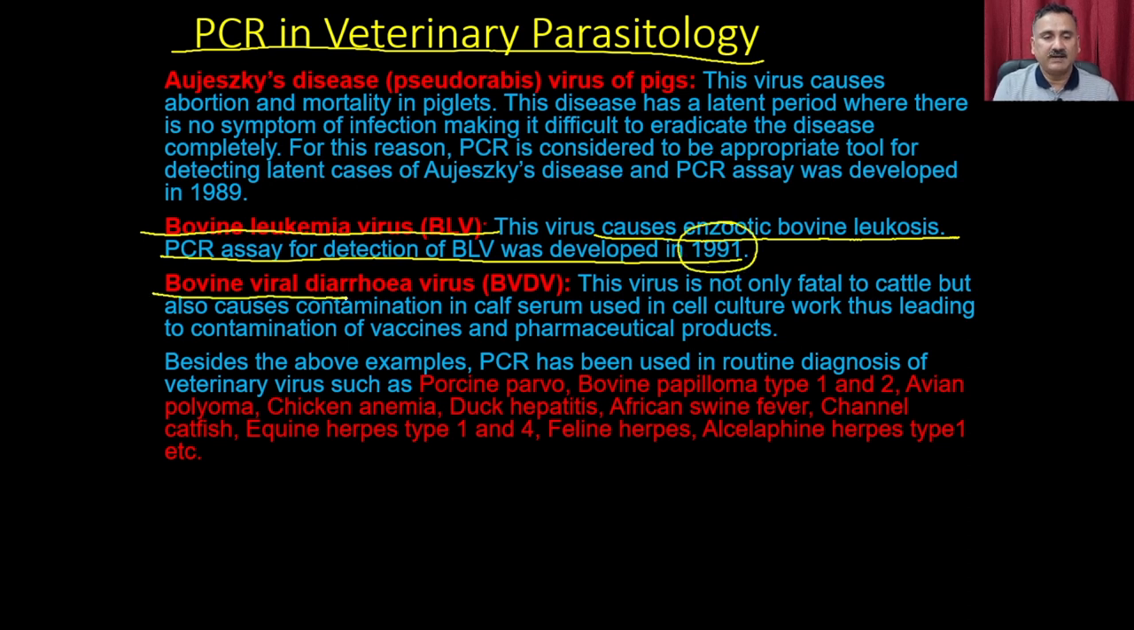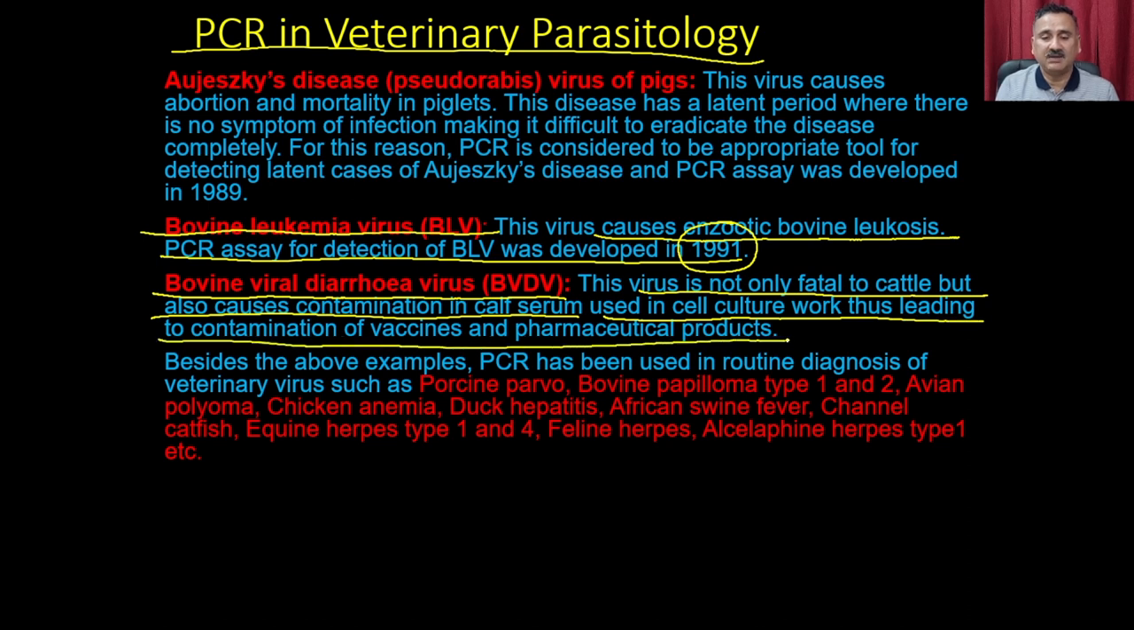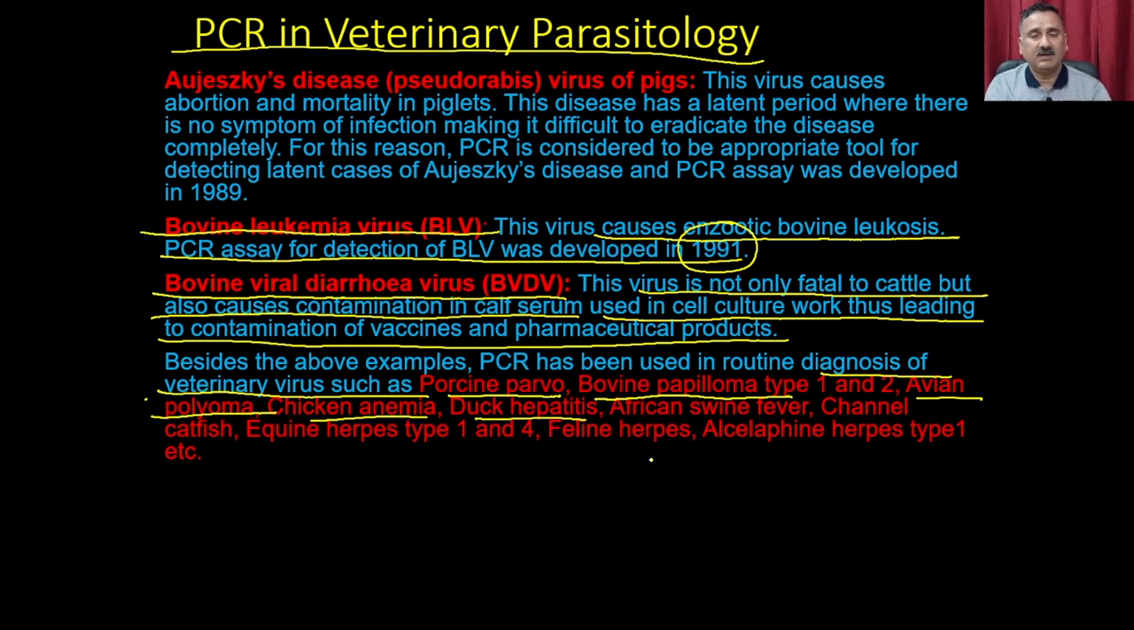Then we can also detect the bovine viral diarrhea virus. This virus is not only fatal to cattle, but also causes contamination in the calf serum used in cell culture work, thus leading to contamination of vaccines and pharmaceutical products. Besides the above examples, PCR has been used in the routine diagnosis of veterinary viruses such as porcine parvovirus, bovine papilloma virus, avian polyomavirus, chicken anemia virus, duck hepatitis virus, and so on. So, PCR has extreme potential in detecting different types of diseases.